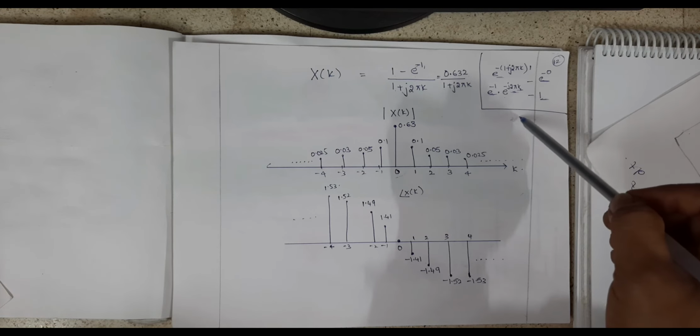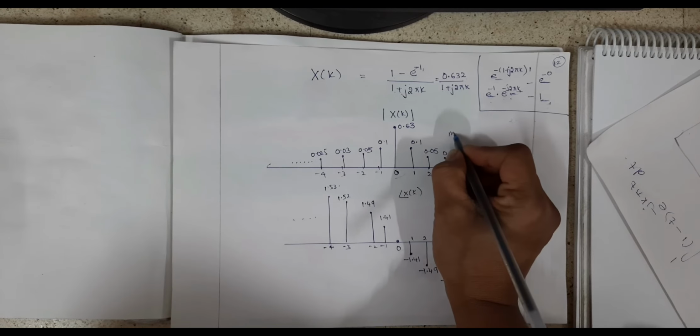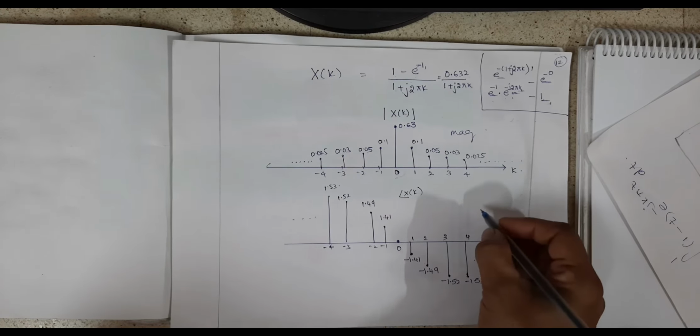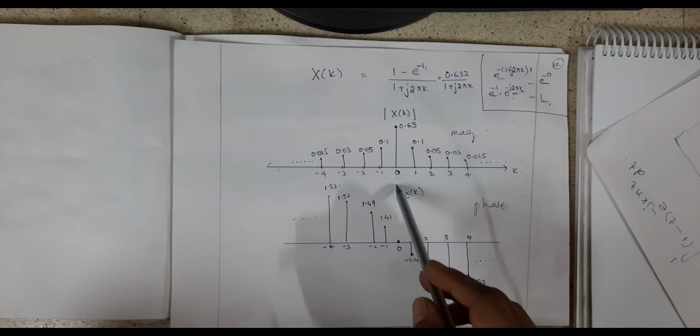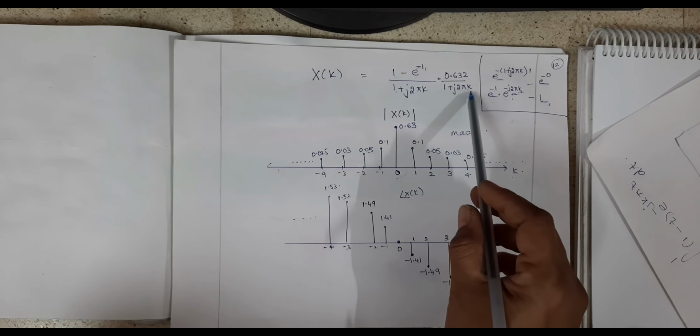Now we have to sketch the magnitude plot. This is the magnitude plot and this is the phase plot. Now let us take k. For this problem, substitute k equal to 0. If you substitute k equal to 0, the imaginary part becomes 0. 0.632 divided by 1 is 0.632. Therefore it is 0.632.